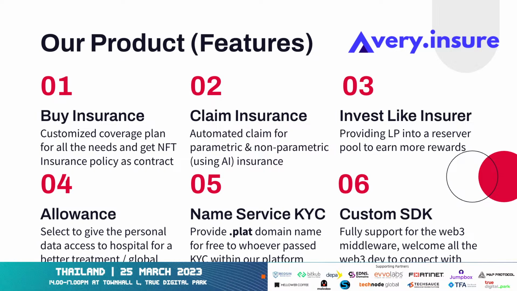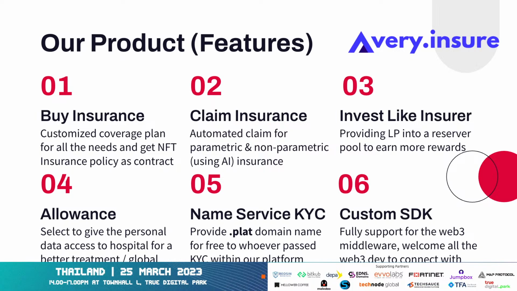Secondly, the claim process. For non-parametric insurance, we use AI for OCR and machine learning to help the insurance manager handle a claim. But for parametric insurance, things like flight delay or fraud detection are automated. And third, you can invest like an insurer by providing LP into the reserve pool, and you're going to get more rewards.